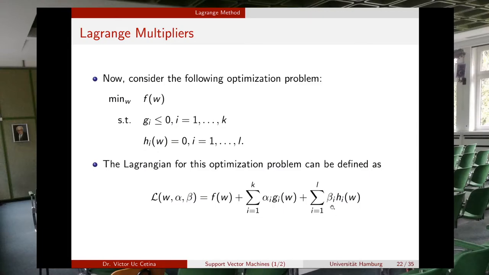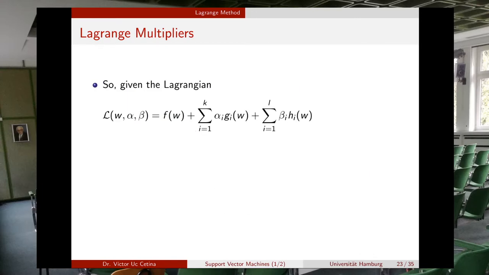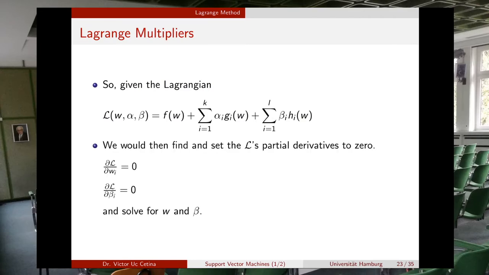In our support vector machine problem, we will consider only inequalities. So we will have only this part in the Lagrangian together with the objective function. So given the Lagrangian, the next step is to compute the derivatives with respect to the w's and the betas, equalize that to zero, and solve for w and for beta. And once we have the right values for w and for beta, we solve them for alpha.